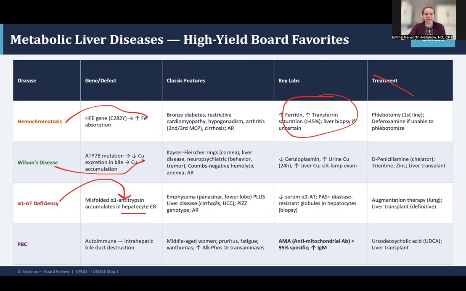disease with cirrhosis. And then last but not least, you have primary biliary cholangitis, which is an autoimmune disease where the immune system attacks and destroys the small bile ducts in the liver, which leads to inflammation and scarring, fibrosis, and potential cirrhosis. Oftentimes, this is seen in more middle-aged AFAB individuals: pruritus, fatigue, xanthomas, increased alkaline phosphatase is greater than transaminases.